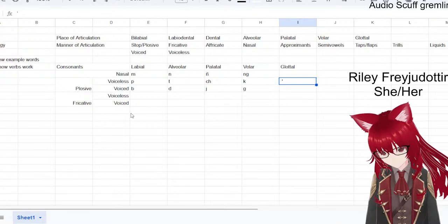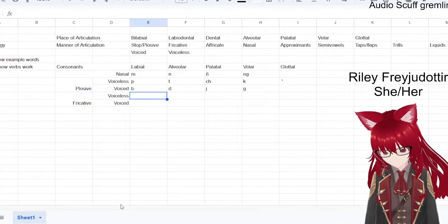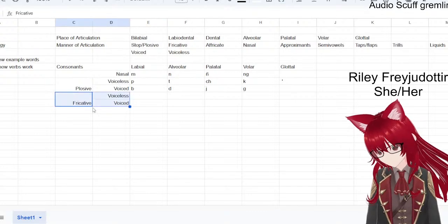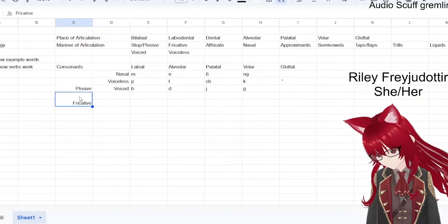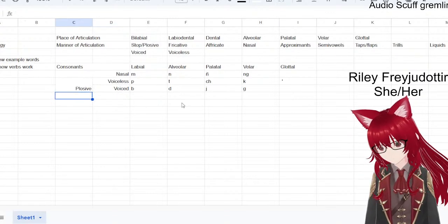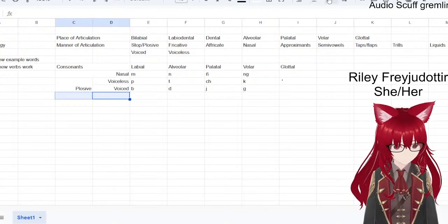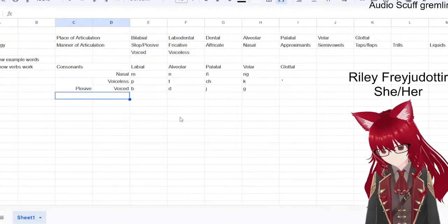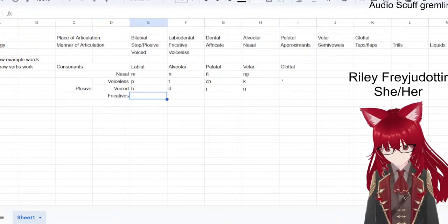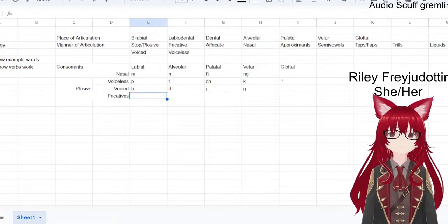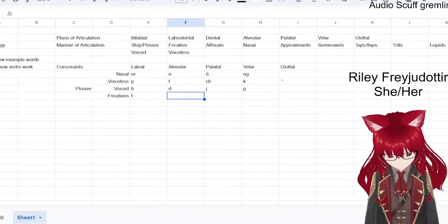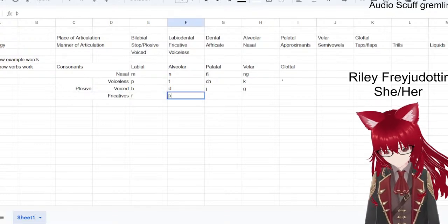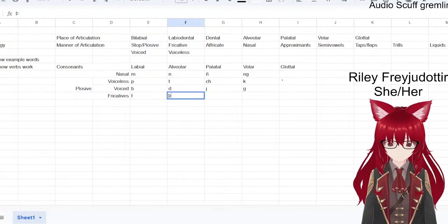Let's see. So actually, I'm going to do a thing. We're going to have no voiced fricatives, no voice. So we have F, and S, and then that's a thorn.